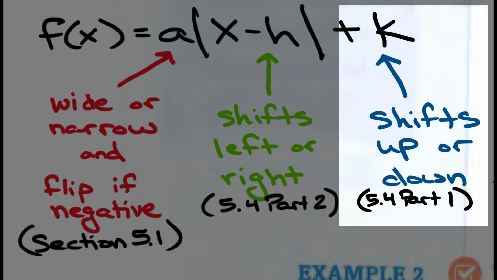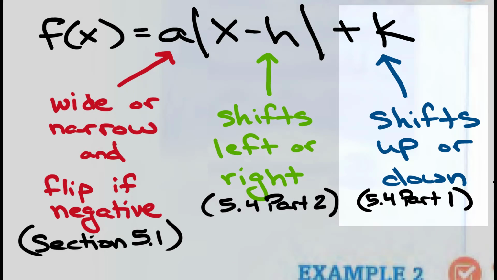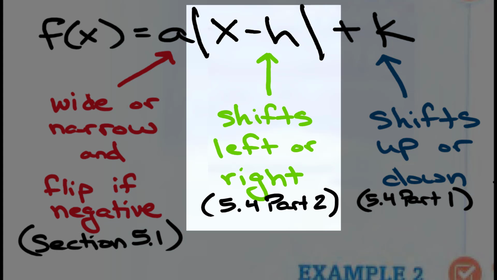In 5.1 part 1 of our lesson, we talked about k. This is our vertical shift. K would tell us if we need to shift our vertex and the rest of the graph up or down. Today's lesson, 5.4 part 2, is going to talk about our horizontal shifts. That's going to be our h, and this will tell us how far left or right we need to shift our graph.